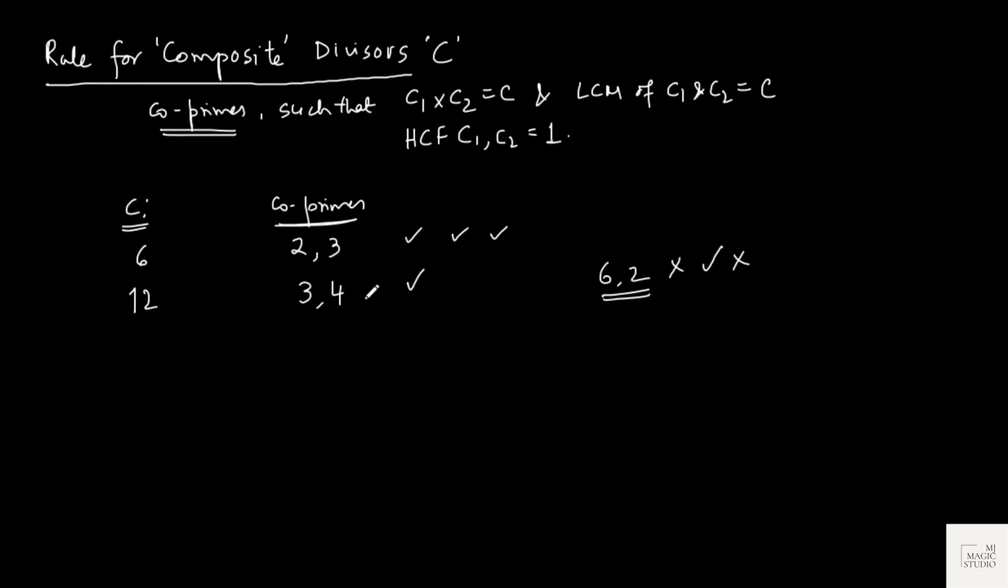Check. Co-prime? Yes. 3 into 4, 12? Yes. 3 and 4 LCM is 12? Yes. So this is how we generate the rules for co-prime. So if somebody asks you whether a number is divisible by 12 or not, we need to check for 3 also and we need to check for 4 also. Likewise, for 14, it should be 2 and 7.